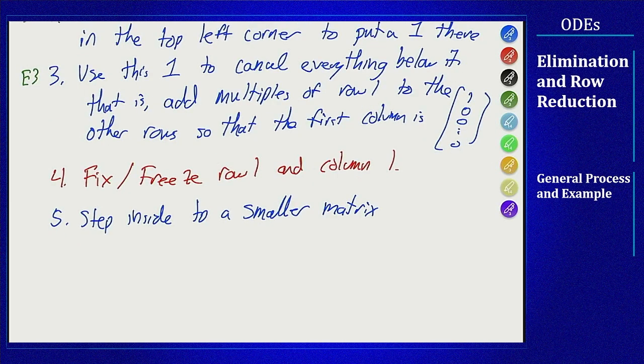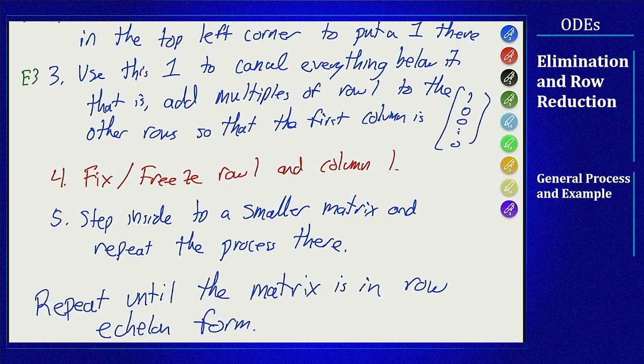I can repeat the exact same process now with that smaller system. I can now swap rows to make sure I have something non-zero in row 2, column 2, or my new row 1, column 1. Make that a 1, cancel below it, and repeat until we're in row echelon form. And based on the way this process works, it will always get you to an appropriate row echelon form at the end of the problem.